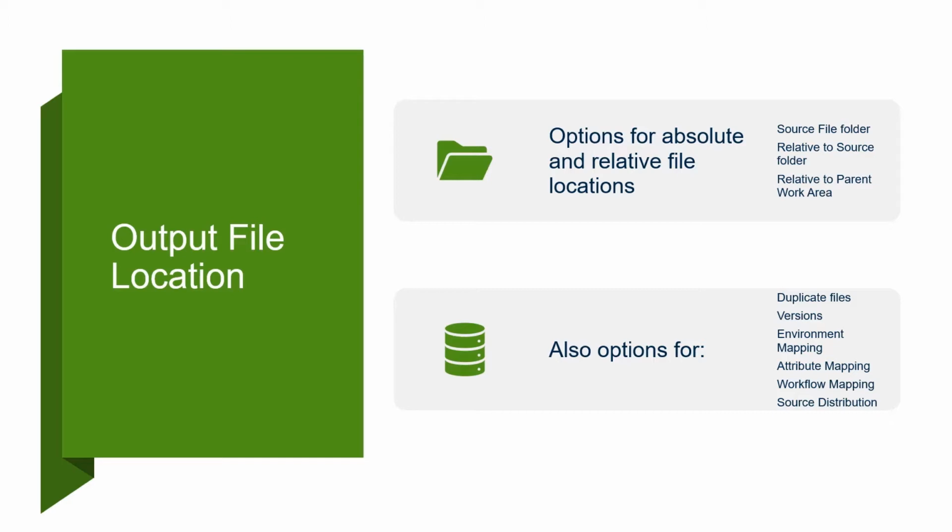But you also have the ability to not only determine where the files go, but can there be versions of those files? Should those files have environment metadata mappings? In other words, should it carry the attribution along for the ride as it had on the source file? Will the workflow attributes come along as well?